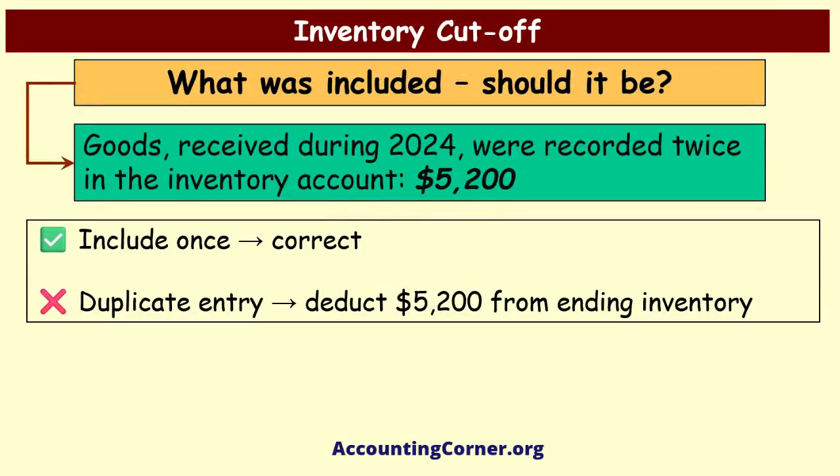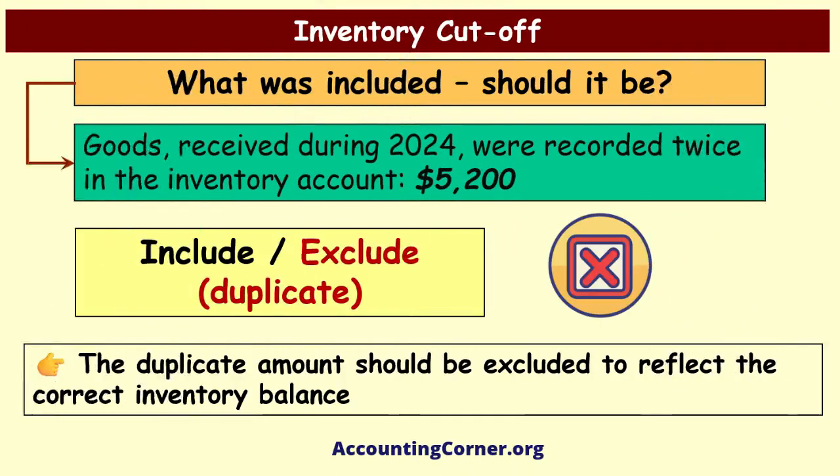These goods were received during 2024, so they should be included once in inventory. However, they were recorded twice, which means the ending inventory was overstated by $5,200. The duplicate amount should be excluded to reflect the correct inventory balance.